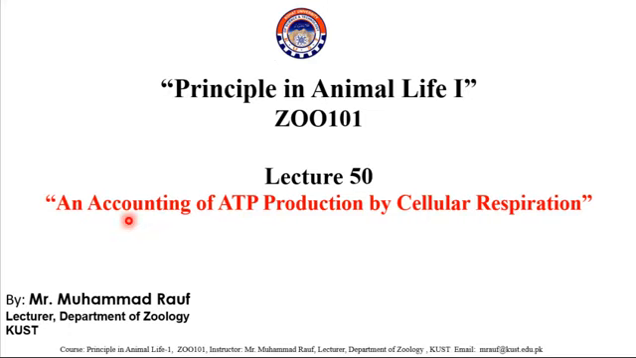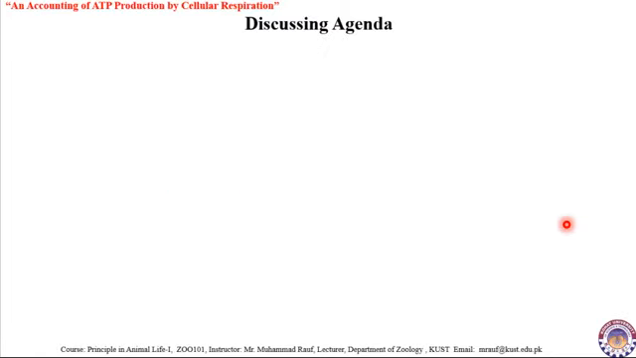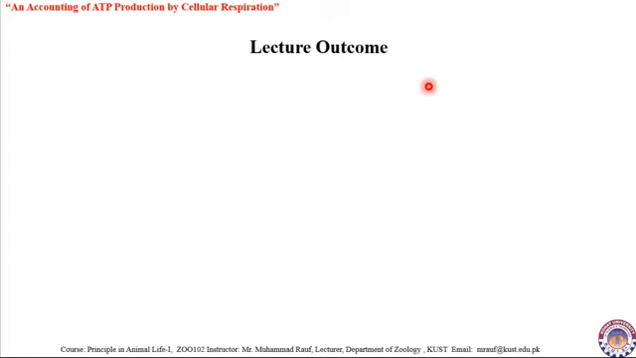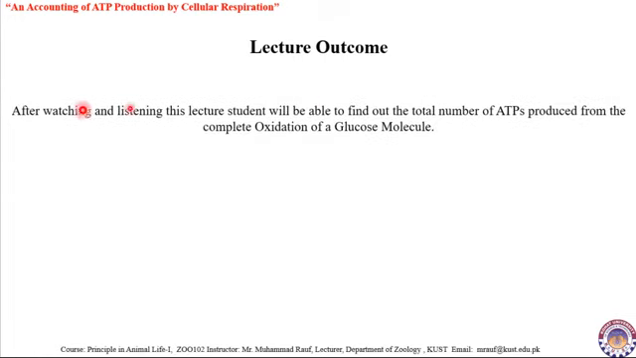The topic is an accounting of ATP production by cellular respiration. Discussing agenda for the topic will be an accounting of ATP production by cellular respiration. Lecture outcome. After watching and listening to this lecture, students will be able to find out the total number of ATPs produced from the complete oxidation of a glucose molecule.